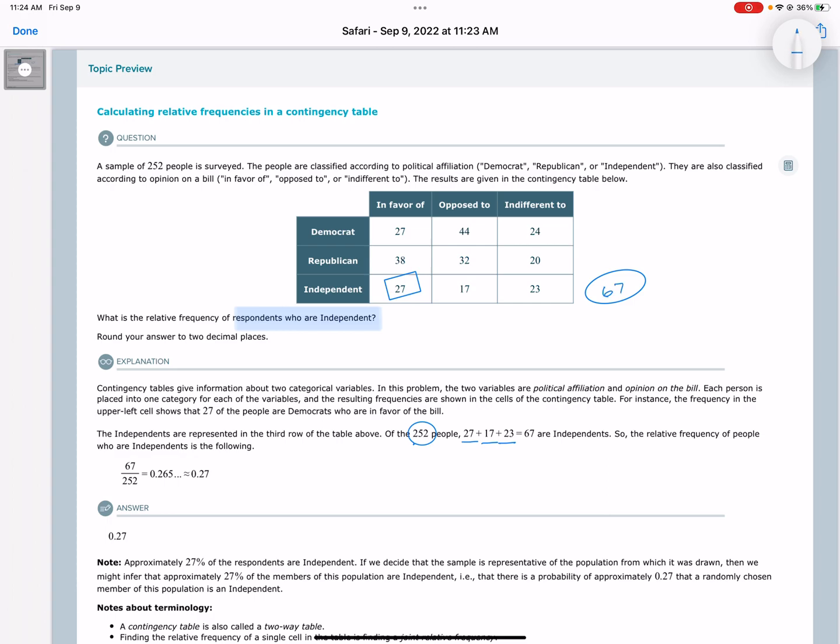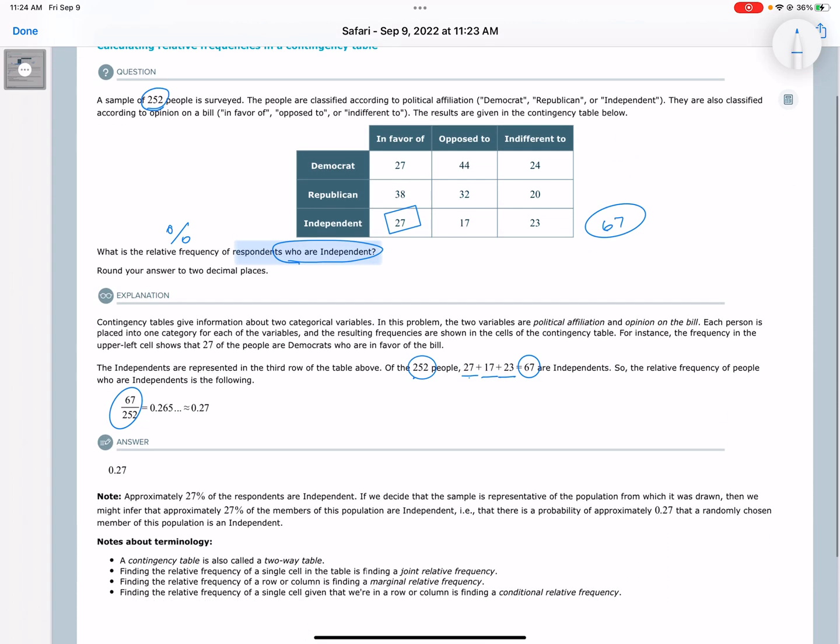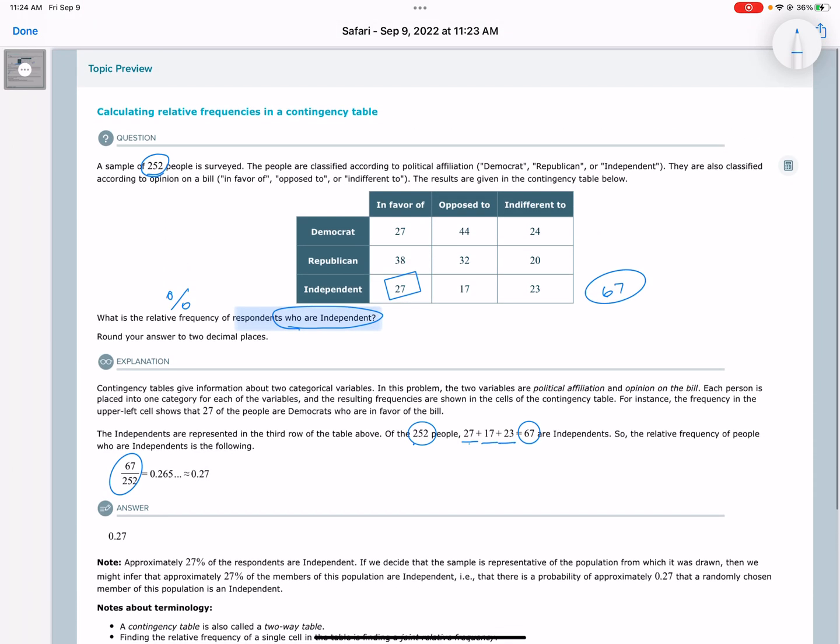Of these people here, I have 27 plus 17 plus 23, and that's 67 independents. So my relative frequency of independents, when I look at how many people were surveyed, that's 252. Remember, I'm looking for a percentage, and I want who are independent, so that's going to be 67 over 252. Is that the only thing it asked for? I think it is, yes.